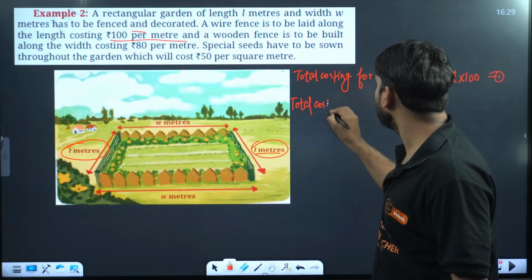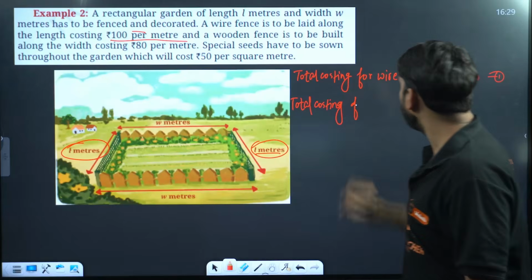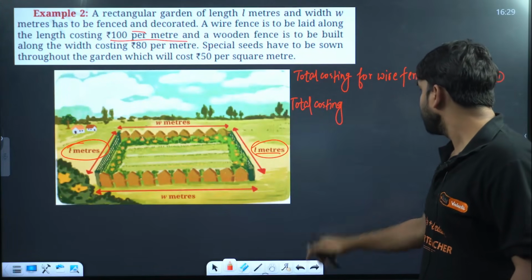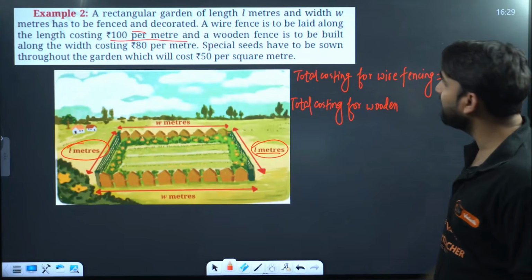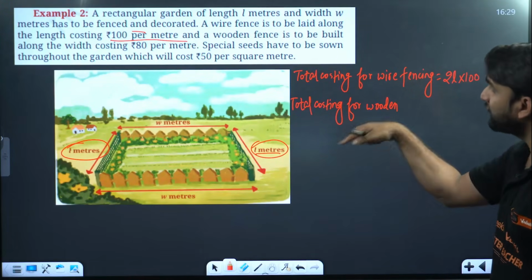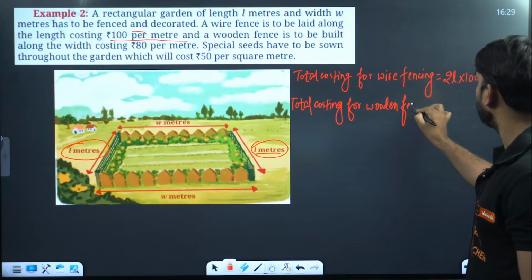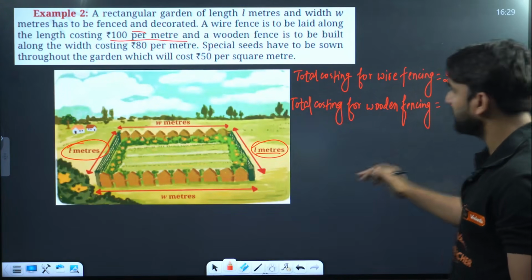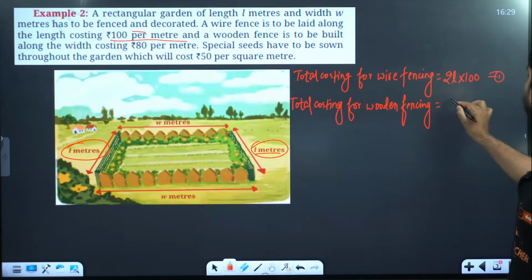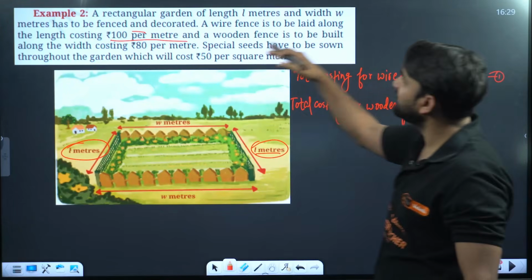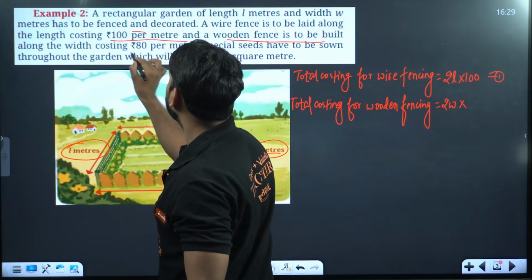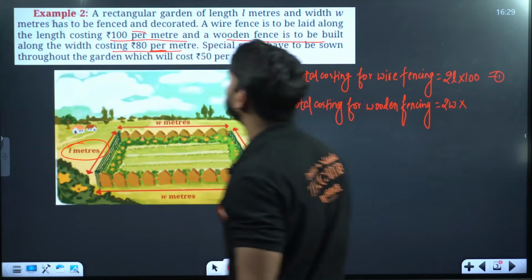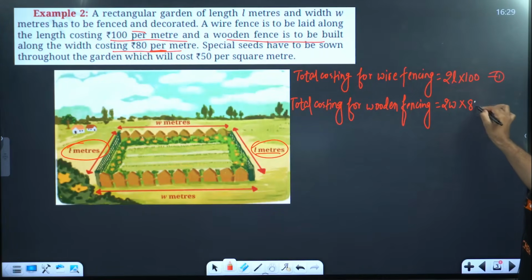Total costing for wooden fencing. The wooden fencing has to be done towards the width. Okay, and what will be the total width? W plus W, and that will become 2W. And the wooden fencing is to be built along the width costing 80 per meter. So 2W into 80. So this is the second situation.